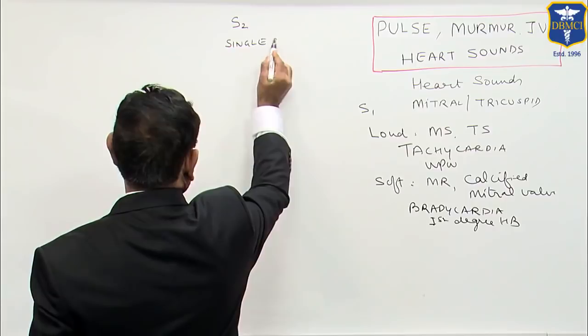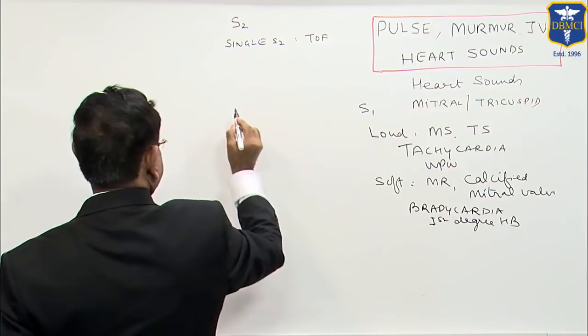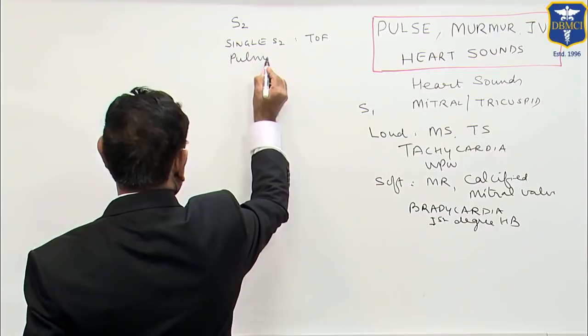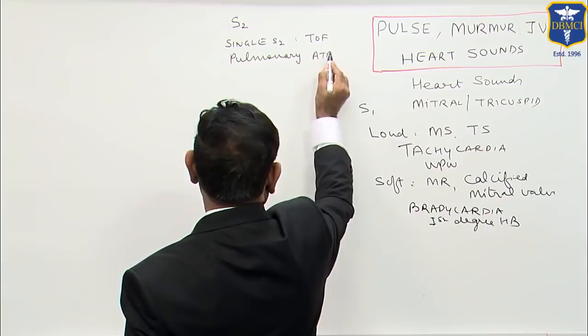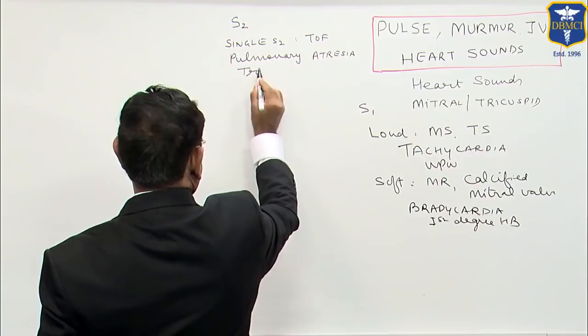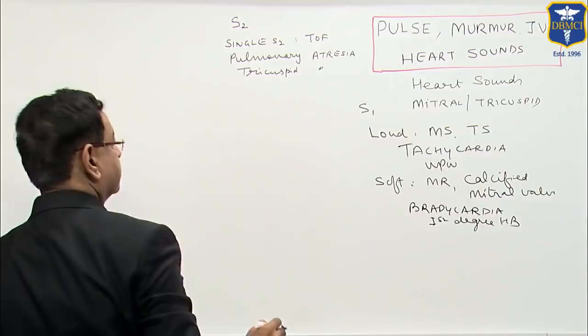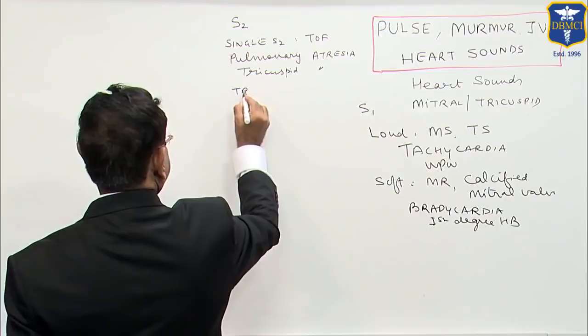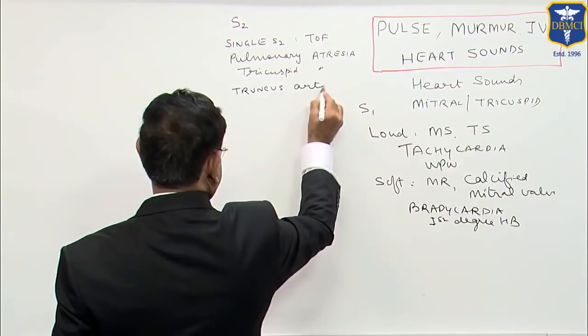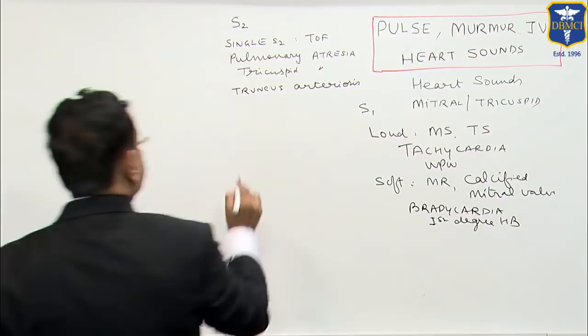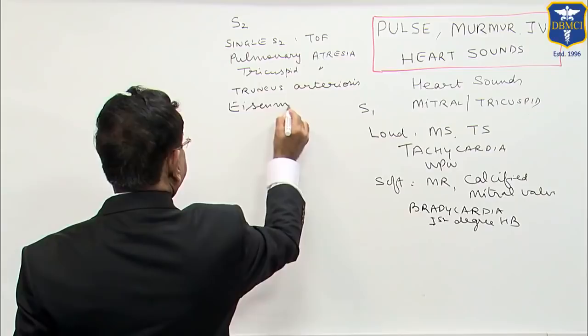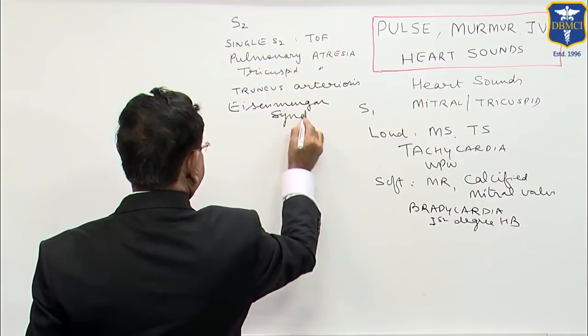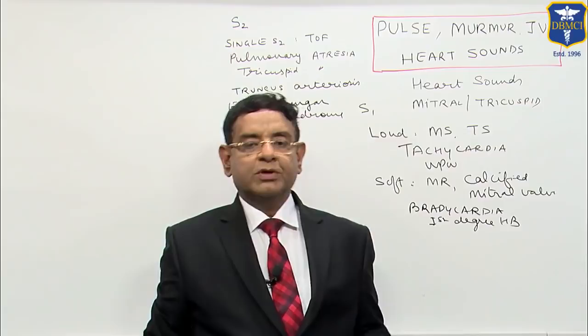Single S2 is seen in tetralogy of Fallot, pulmonary atresia, tricuspid atresia, truncus arteriosus, Eisenmenger syndrome. So there are a few causes of single S2.